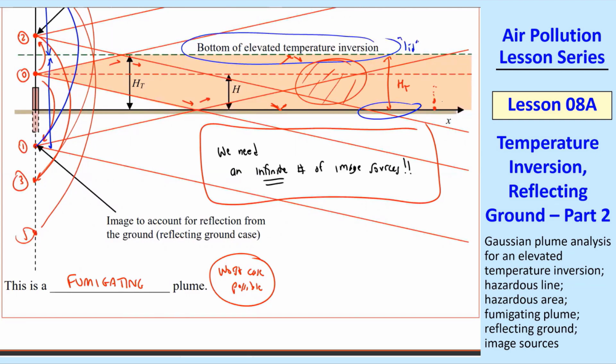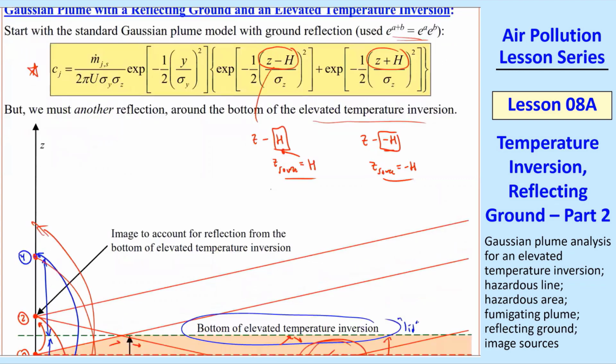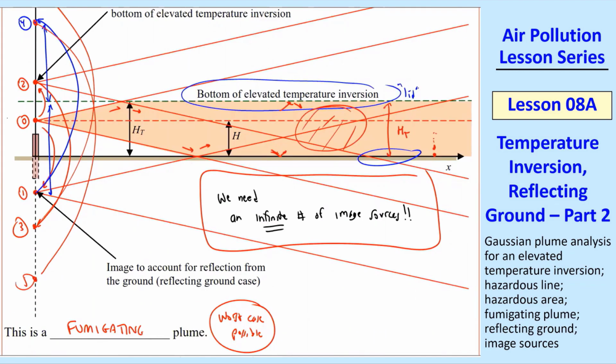So how do we get all these locations? Go back to this equation and realize that every time we had a source, this was actually z minus the location of the source. So I'll call that z source is equal to h. So that's the location of the source. Here we have z minus negative h. So this is the source. Z source is at negative h. And so we can do the geometry here. We can see this z is h, this z is negative h. Number 2 here, we had z equal negative h plus 2HT.